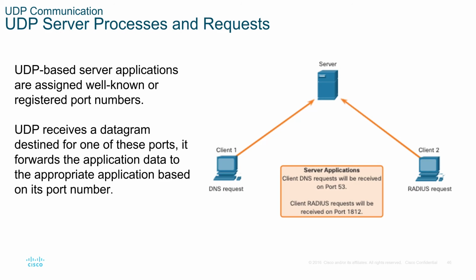UDP-based server applications are assigned well-known or registered port numbers. UDP will also receive a datagram destined for one of those ports. It forwards the application data to the appropriate application based on its port number. Just like with TCP, open ports could be a danger and a security risk to a system. If a particular protocol is not going to be used, the port number should not be allowed.